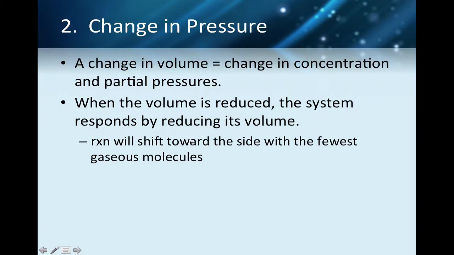The last way you can change pressure, though, is to change the volume, and that's the one we need to focus on because we haven't talked about it yet. A change in volume equals a change in your concentration and your partial pressures. So when the volume is reduced, the system responds by reducing its volume. The reaction is going to shift toward the side with the fewest gaseous molecules.